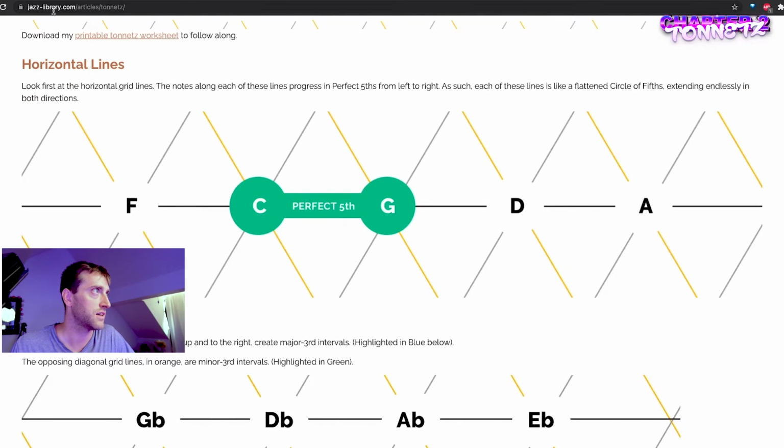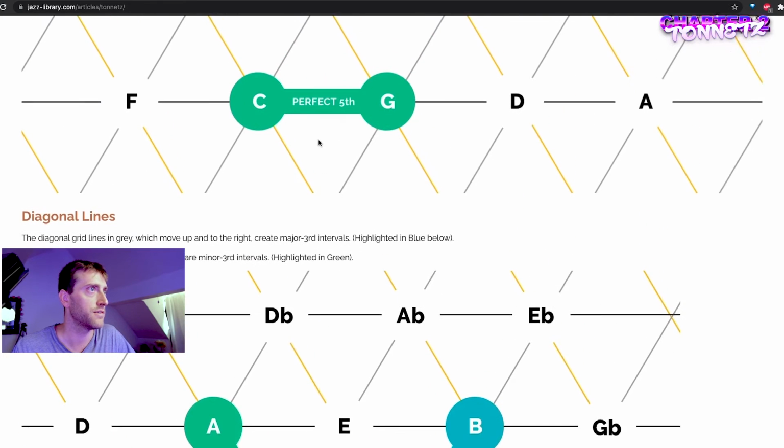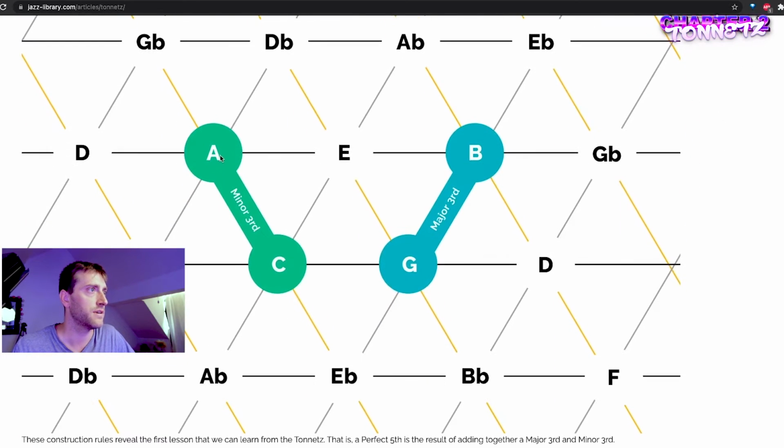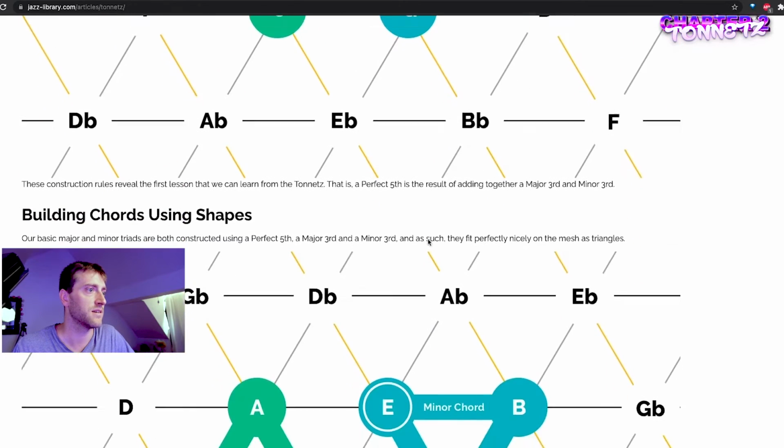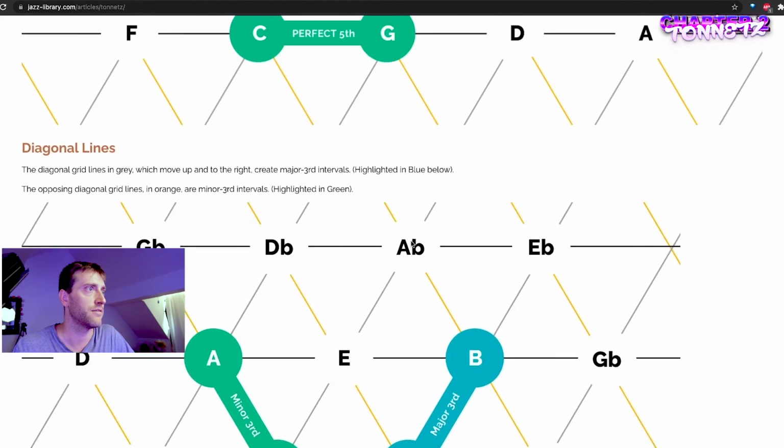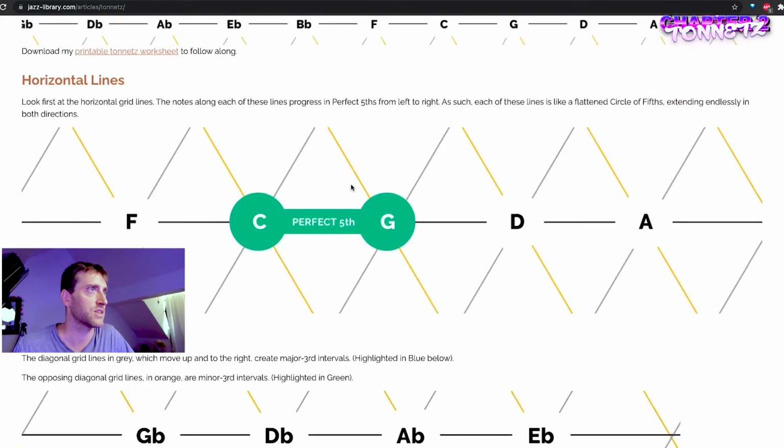In that jazz-library.com article, they explain pretty well. So you have here a perfect fifth, then you have a minor third, and a major third. So that's the directions you have, and the perfect fourth in the other direction here.